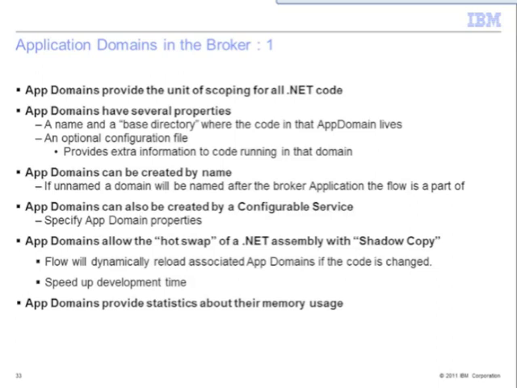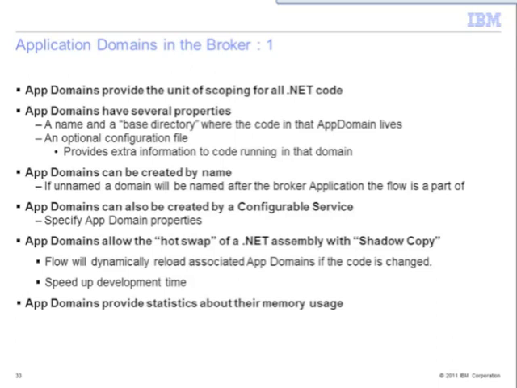So, as I've said, there's a message broker configurable service to allow you to set some of the more advanced properties of the application domains. And application domains also allow the ability to hot swap the code within them. I'm going to cover that in a couple of charts' time. That's a way to speed up application development. And as I said at the beginning, there's statistics about the memory use that an application domain is making.